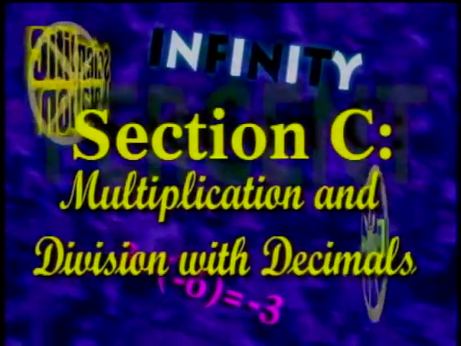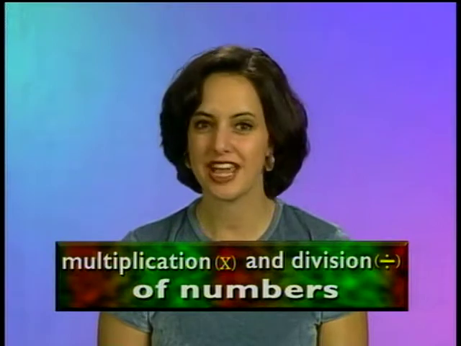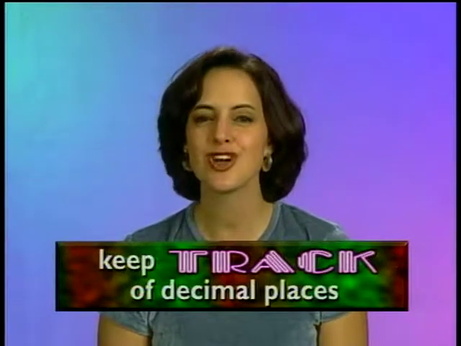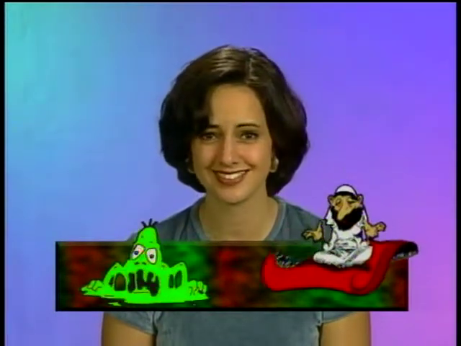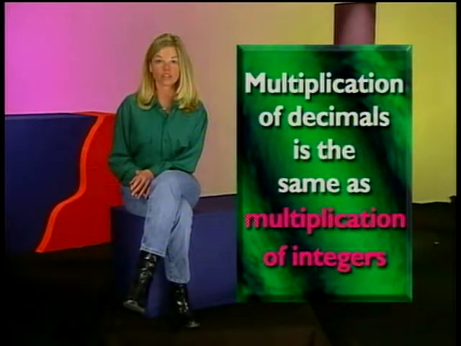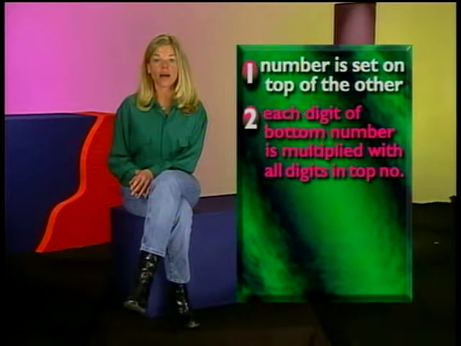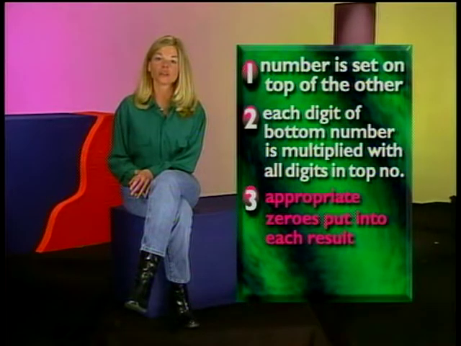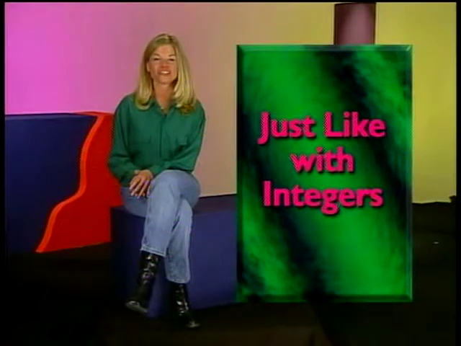Section C, multiplication and division with decimals. For multiplication and division of numbers, you must also keep track of the decimal places. If you don't, they'll muck up the whole thing, not to mention your carpet. Multiplication of decimals is done exactly the same as multiplication of integers. One number is set on top of the other, and each digit of the bottom number is multiplied with all the digits in the top number, with the appropriate zeros put into each result. The results are then added together, just like with integers.